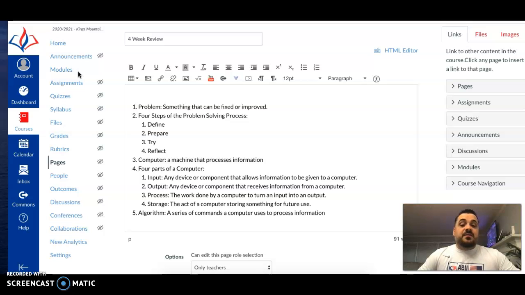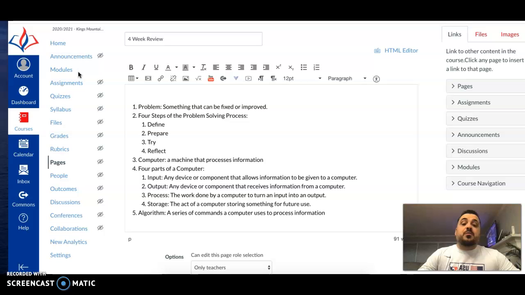An input is any device or component that allows information to be given to a computer. The second one is output, which is any device or component that receives information from a computer. The third one is processing. Okay, that is the work done by a computer to turn an input. Remember, an input is something that gives information to a computer. So we're going to turn that input into an output. And the fourth part that makes up a computer, the fourth thing, is storage.